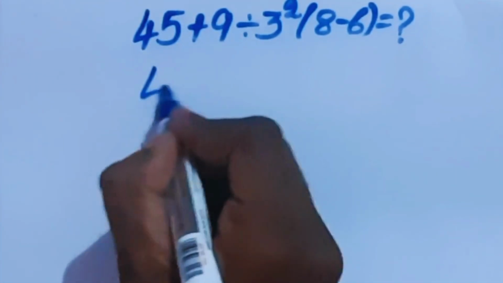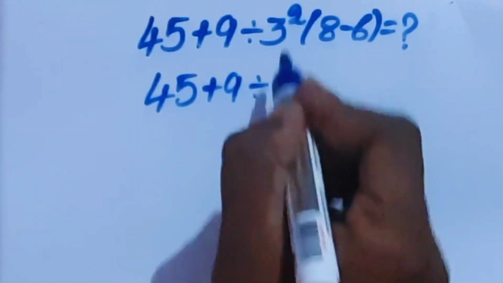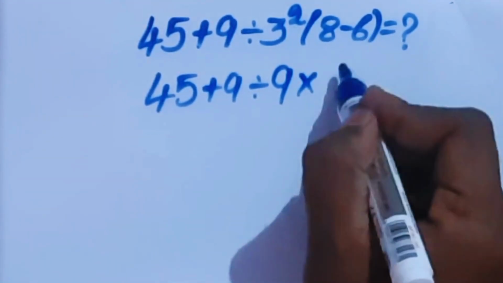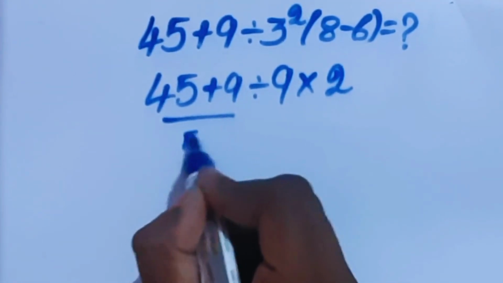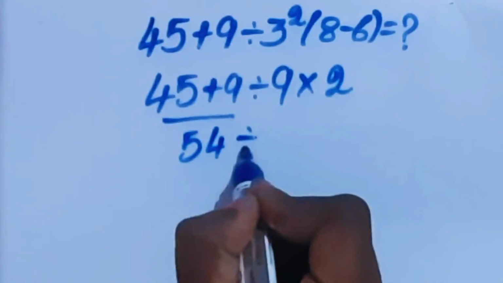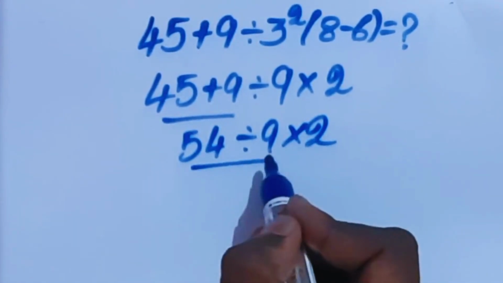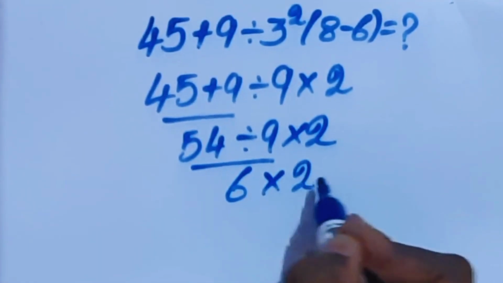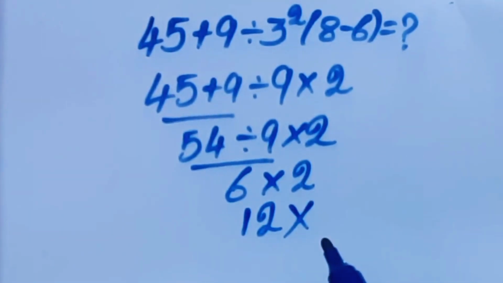Hi guys, here is the problem: 45 + 9 ÷ 3² × (8 − 6) = ? Here this is 54 ÷ 9 × 2. Here 54 ÷ 9 is 6, times this 2. 6 times 2 is 12, which is the wrong answer. As per the order of operations, this 12 is the wrong answer.